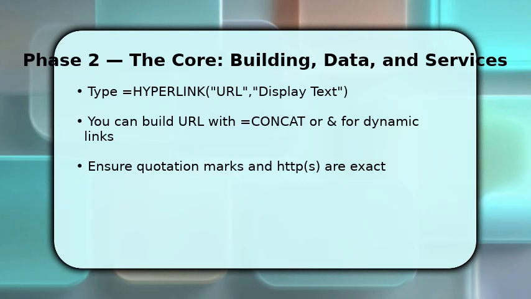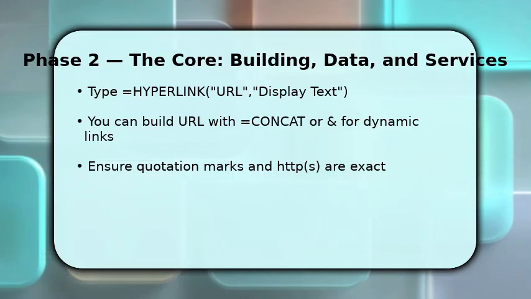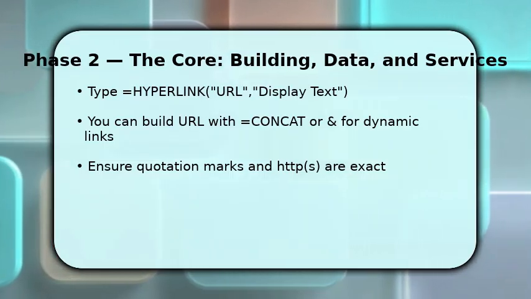Next, enter the HYPERLINK function. Type =HYPERLINK(paste URL here, display text). Once entered, press Enter and Excel turns the text into a clickable link.